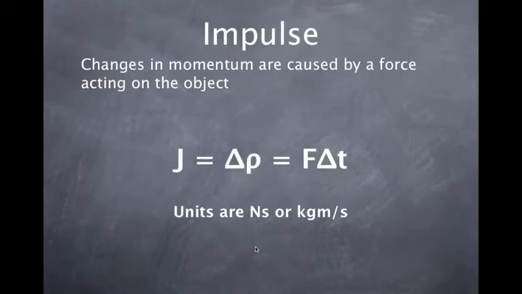Impulse, depending on what book you're talking about, is defined as J or delta P. Okay, so either J or delta P, both of those mean impulse. Impulse is defined as change in momentum. The reason an object will change momentum is that a force is exerted on it. So if you have a mass that's moving at a certain velocity, in order to change the velocity, you must exert a force on it.